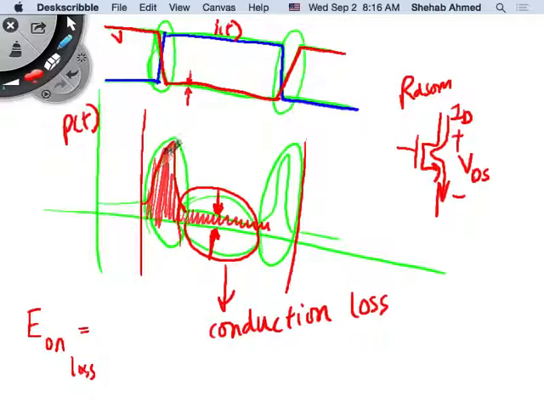Exactly. So the area under the power curve is the energy loss. For this period of time, it's the turn on energy loss. If I take this period of time, it's a turn off energy loss. If I take the whole switching period, it's the power loss in the whole device, the energy loss in the device.